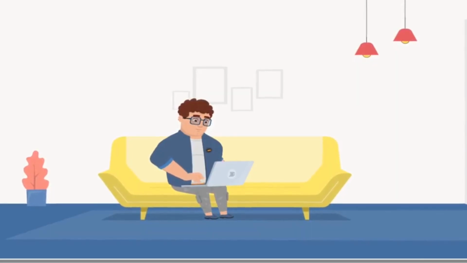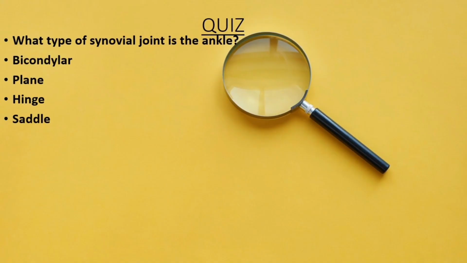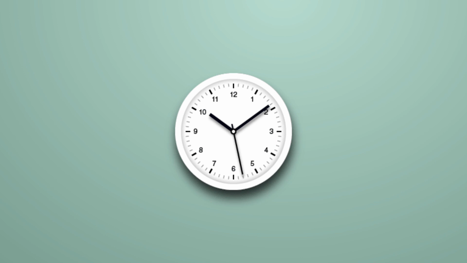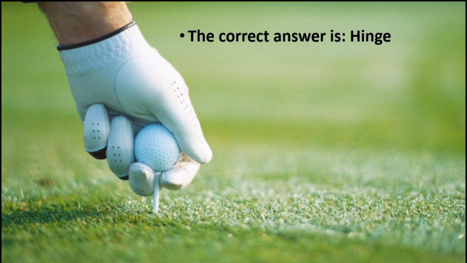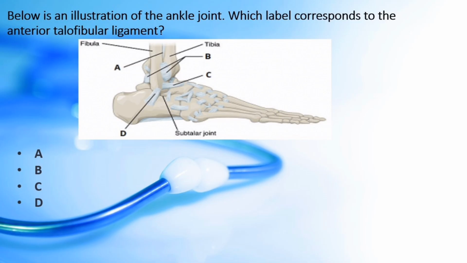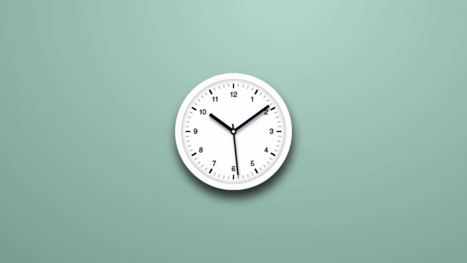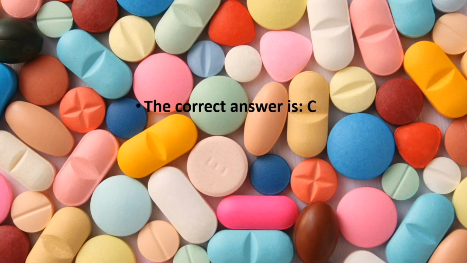Now let's have a quiz. 1. Which type of synovial joint is the ankle? Bicondylar, plane, hinge, saddle. The correct answer is hinge. 2. Below is an illustration of the ankle joint. Which label corresponds to the anterior talofibular ligament? A, B, C, D. The correct answer is C.